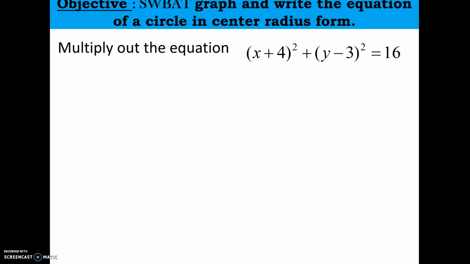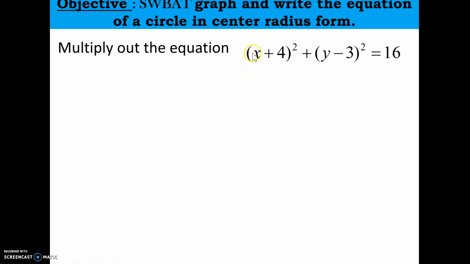Now that we have the equation of a circle, we have something called the general form. Now I'm going to derive the general form from center radius form. This is called center radius form because you can easily identify the center and the radius from its equation. Now we're going to derive this in the general form.